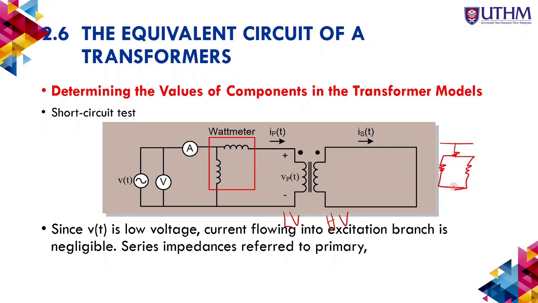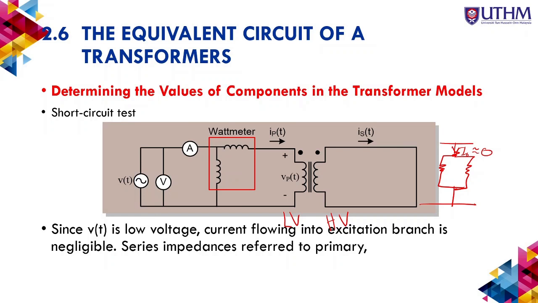Okay, so this current, dia anggap equal to zero lah. Dia anggap tak ada sebab voltage tu terlalu kecil, and then dia anggapkan current tu macam zero lah. Sebab tu dia kata boleh abaikan je lah. So series impedance referred to the primary.